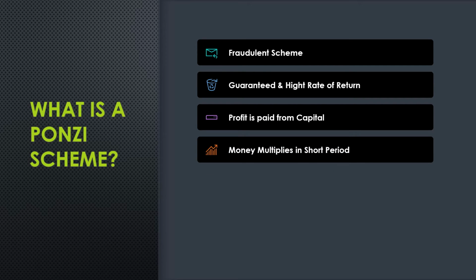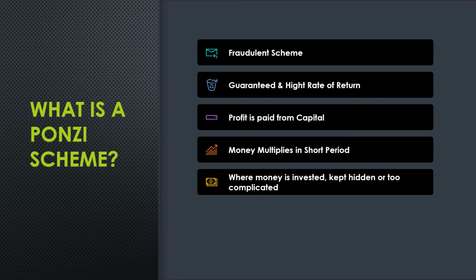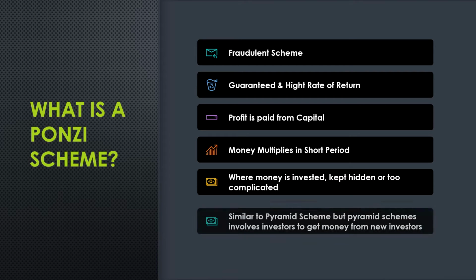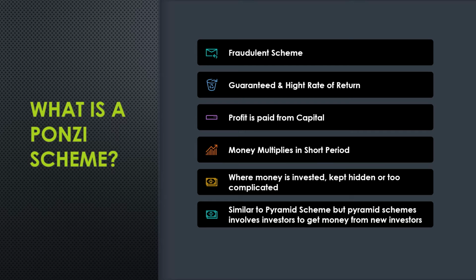Money multiplies in a short period, or promises are made to multiply the money in a short span of time, and where money is invested is kept hidden or so complicated that a common man cannot understand that. It is somehow similar to pyramid scheme, but there are differences between these two. In a pyramid scheme, the initial investors get money from the new investors. In some other video, we'll be discussing the pyramid schemes.